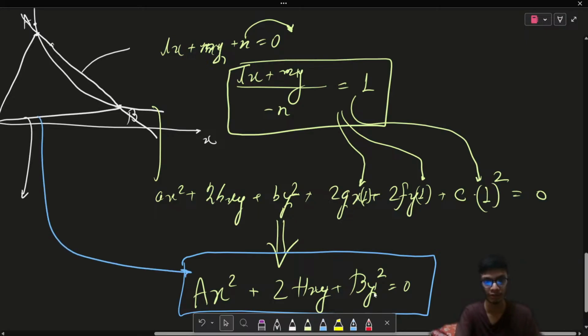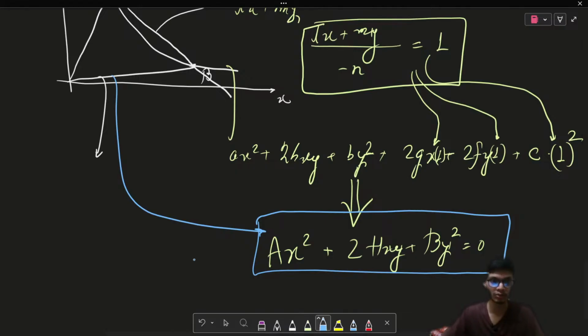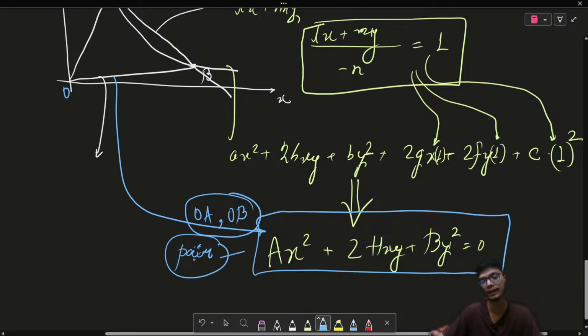Okay, so for this particular pair of straight lines, let us call this point the origin O. So this is my combined equation of OA and OB. Okay, so this is my combined equation of the pair of lines OA and OB. So the pair of straight lines equation is basically given by this particular expression.